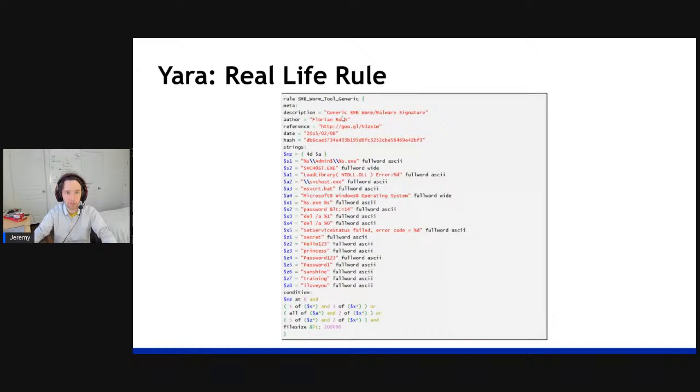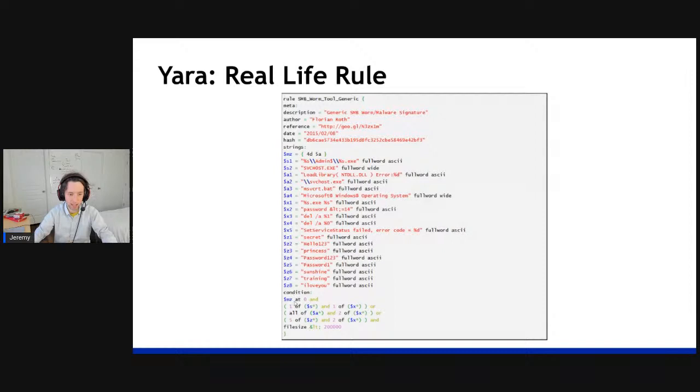But you can see up here, there's a description. It's trying to find some malware signature for a worm. The author is Florian Roth. This is written in 2015. Here's the hash. Notice that it's starting with MZ. There it is, 4D5A. So that's the pattern we're looking for at the very beginning.